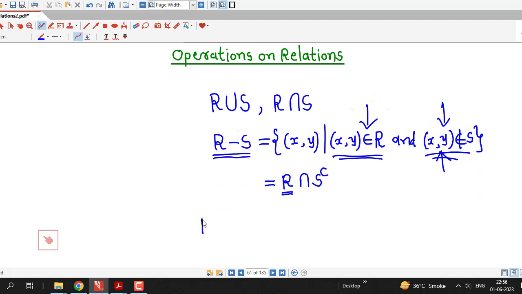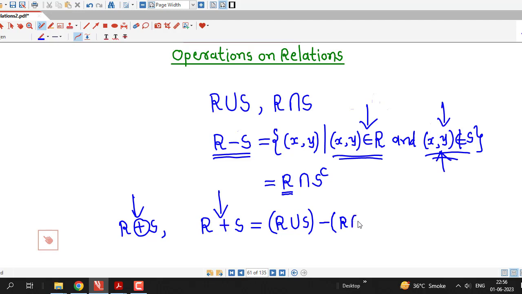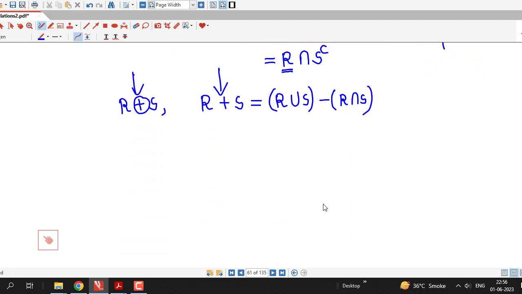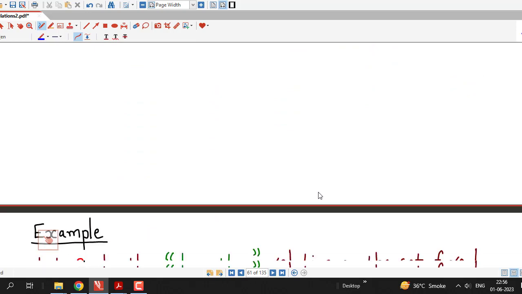Similarly, we are familiar with the symmetric difference of two relations. The notation for symmetric difference is sometimes written this way, and this is also another notation for the symmetric difference. So we know that symmetric difference is given by difference of union of two relations and intersection of two relations. So we are going to discuss all these operations for relations.